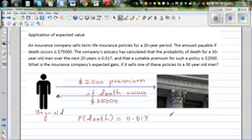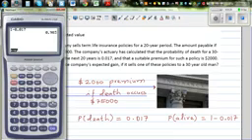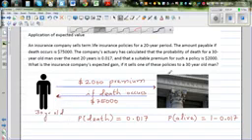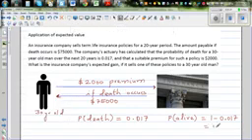So if the probability of death is 0.017, the probability that a person would be alive would be 1 minus 0.017. I hope you understand that, because 1 is a certain event and this is the probability of the person dying. So let's use the calculator. This is 1 minus 0.017, which is 0.983. So the probability that the person is alive is 0.983.